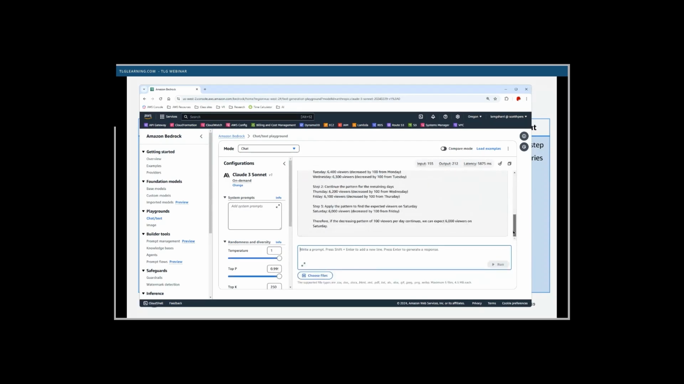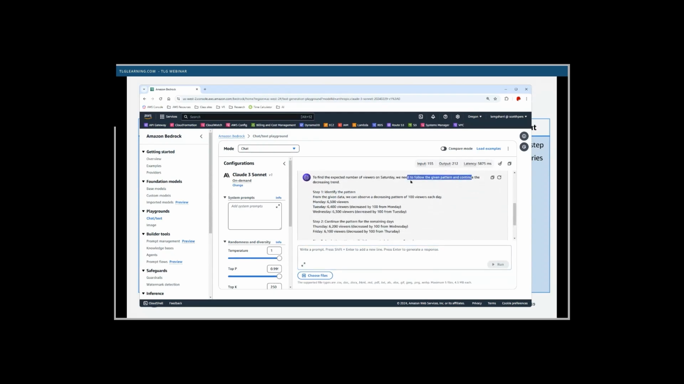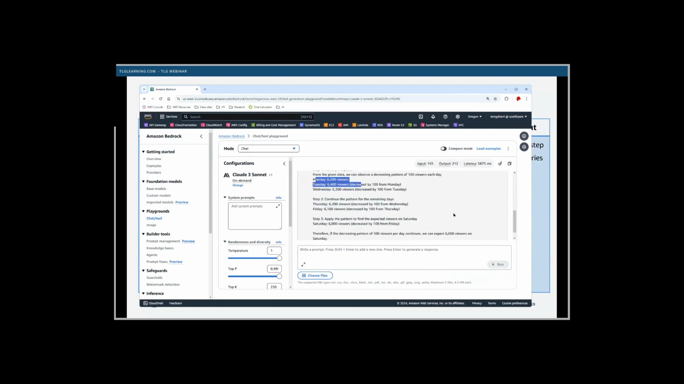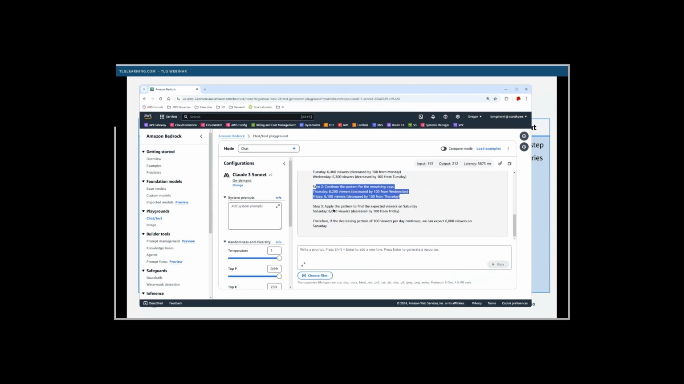Claude 3 gives us a more detailed answer. We're going to follow the pattern to continue the decreasing trend. Step 1, identify the pattern. Viewers were decreasing 100 per day. Step 2, we continued the pattern through the example of the single shot we provided. Step 3, I'm going to apply the same pattern to viewers on Saturday. So therefore, we're predicting 6,000 viewers on Saturday. Okay, that is the expected result, showing Claude's step-by-step work.